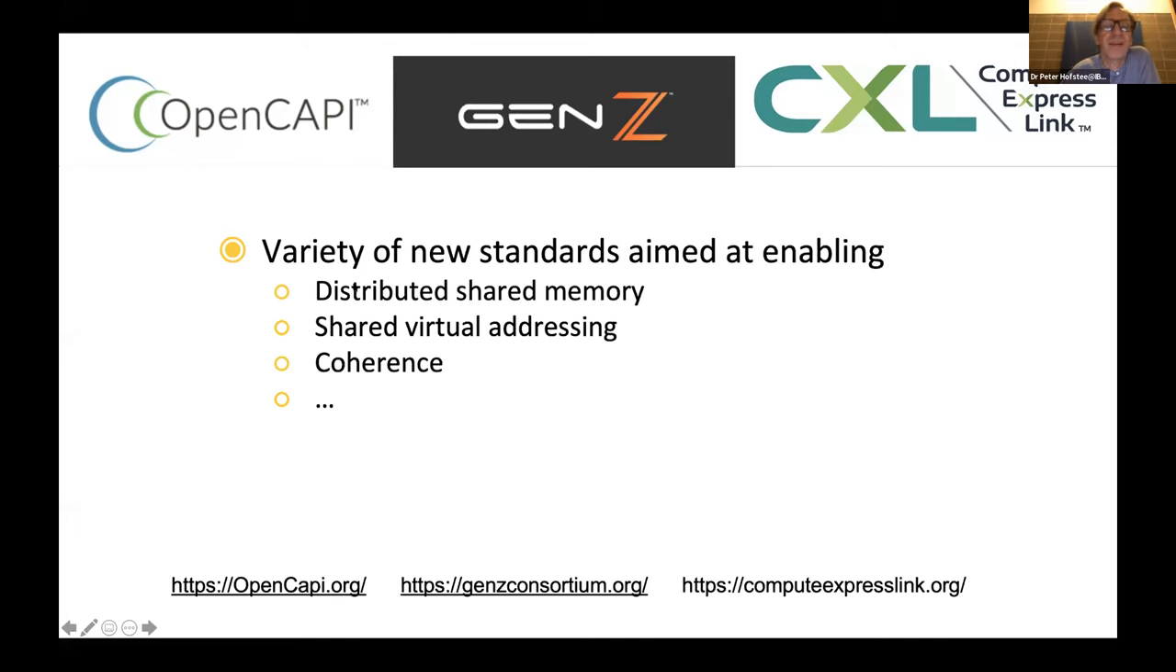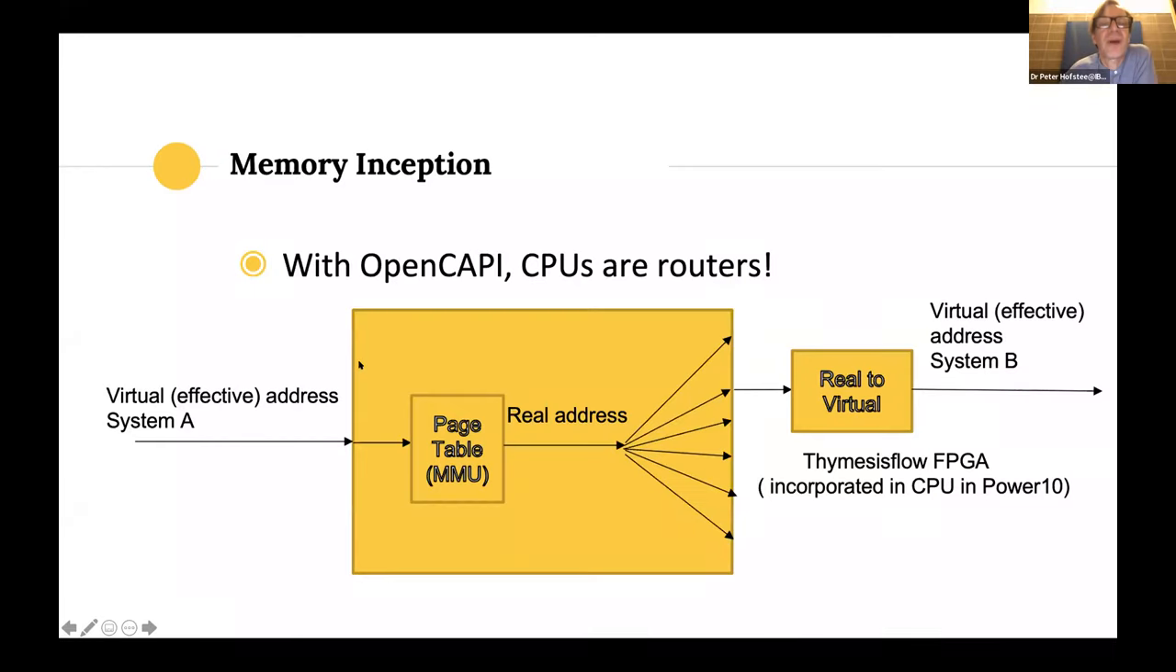And it provides a distributed shared memory, for Gen-Z, for CXL even more so now that the Gen-Z specifications have been donated into that project. And for OpenCAPI, I'll talk about something called Memory Inception that does that. Shared virtual addressing and coherence are also provided by these projects. So you may have heard of OpenCAPI, right?